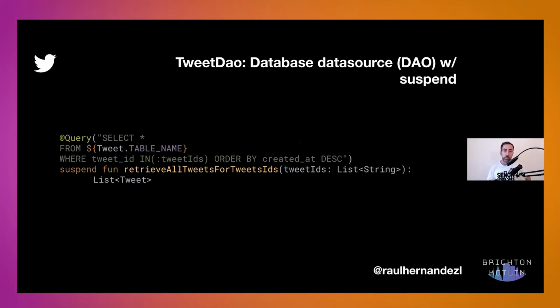I am using here the Room library. You could use something else, of course. And I'm getting the results in descending order to pass those tweet IDs, and then retrieving that and getting that list of tweets that I'm going to use later in my query.